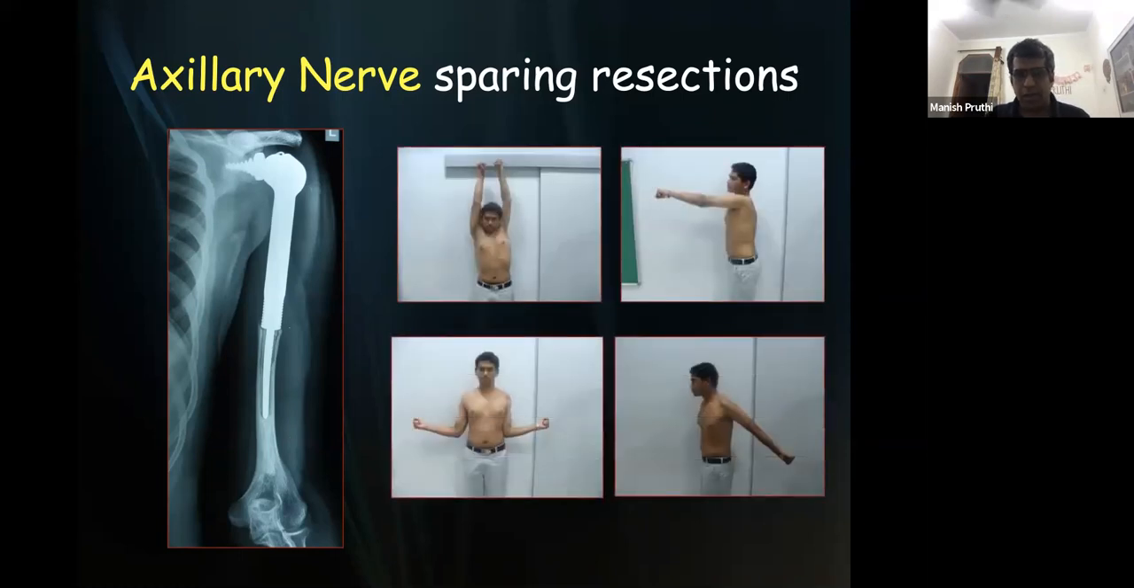And with this, the patient can get good shoulder range of movements. But for that, we need to have an innervated deltoid, which is important. And when we put this kind of prosthesis, because we are not waiting for stability to happen in the shoulder, the patient can start function immediately.